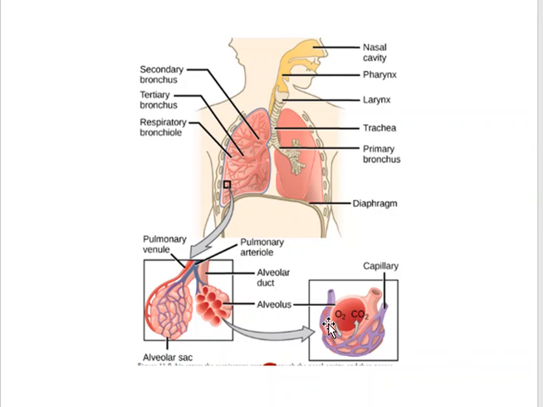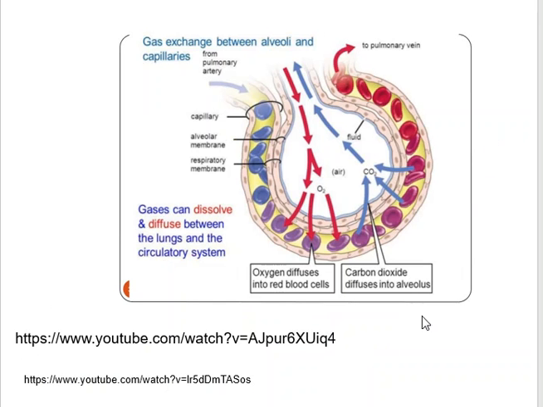Here is a picture, an enlargement of an alveolus, singular alveolus, plural alveoli, where the gas exchange happens. Remember, not only is oxygen taken up, CO2 is released. CO2 is a product of animal metabolism. It needs to be released at any given time during respiration, during metabolism. And I have a video here that shows the gas exchange that happens in the alveoli.